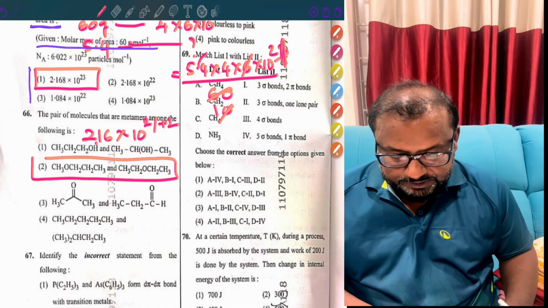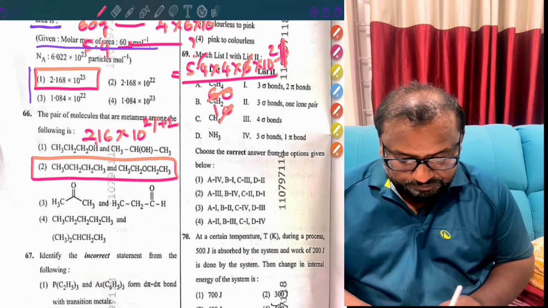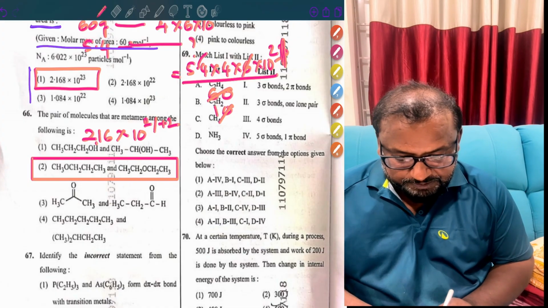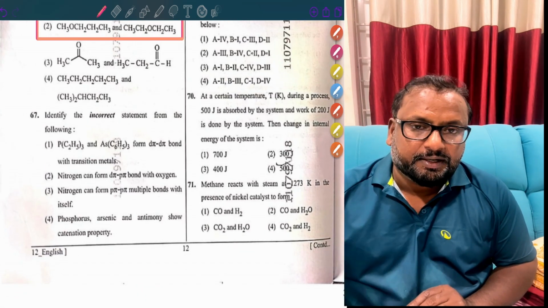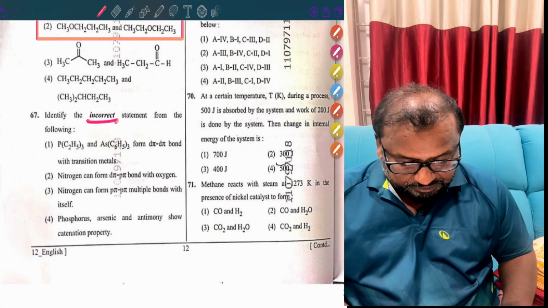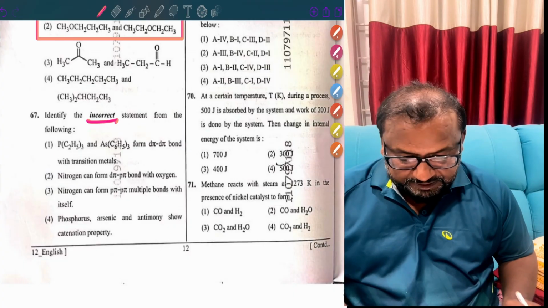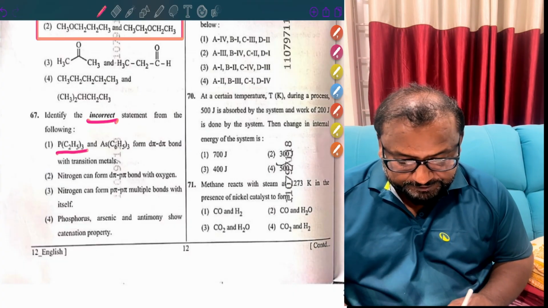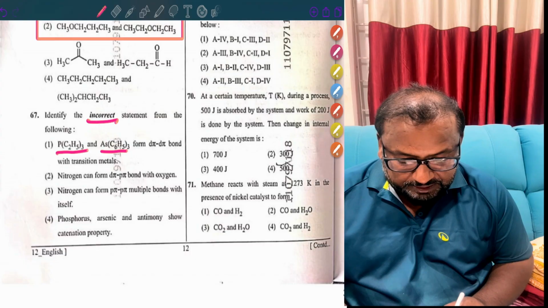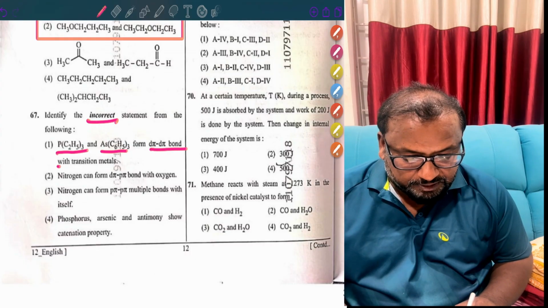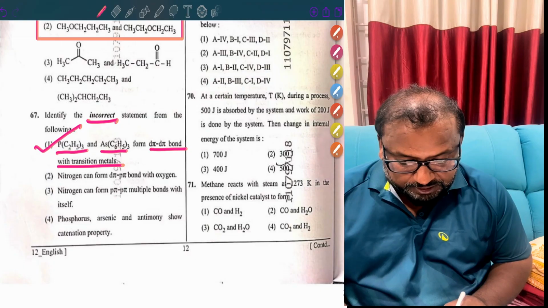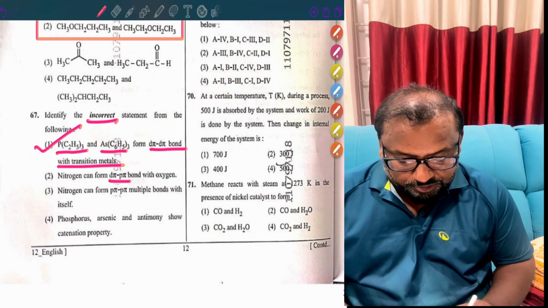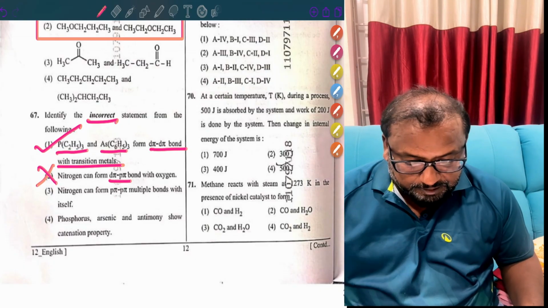Next, 66th one. Pair of molecules metamers. So metamerism exhibited by ethers, secondary amines and ketones. Direct question. 67. Incorrect statement. So triethyl phosphine, triphenyl arsine form d-pi bond with transition metals. True. Both of them have got D block.